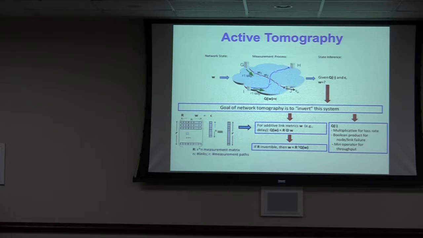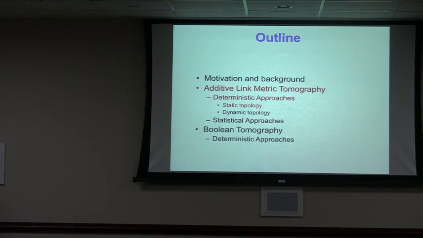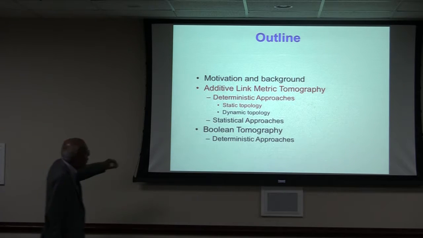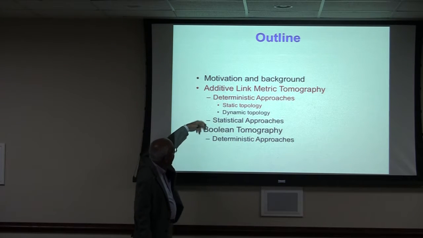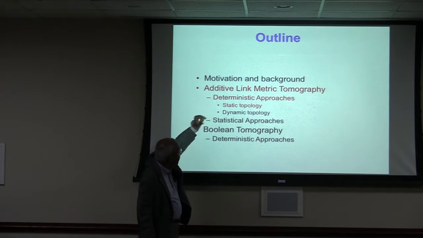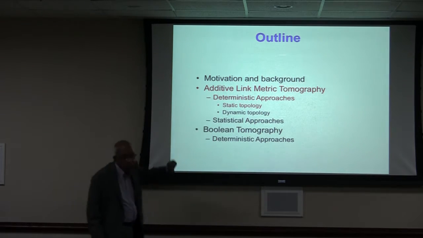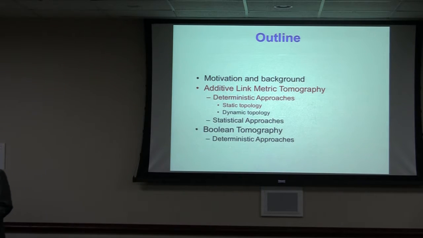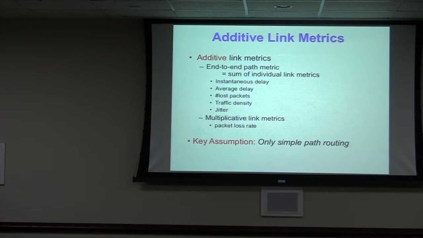This is the high-level view of what I want to do. I want to figure out how to invert the set of equations, and how to do it efficiently. As the broad outline of the talk, I'll talk about additive links first, deterministic and then stochastic. If I have time, we'll talk about Boolean tomography. That's the harder problem.